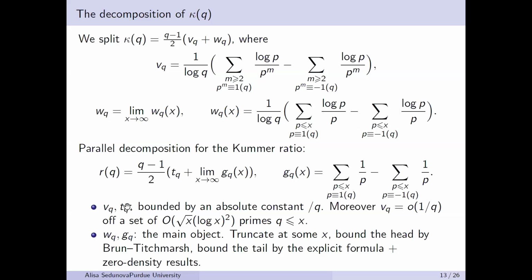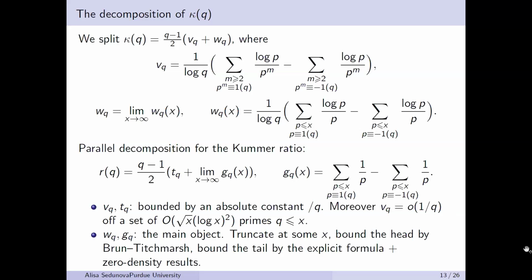And then similarly, in both cases, we can show that these terms, V_Q and T_Q, are bounded by an absolute constant divided by Q, so they're really harmless. They don't make any kind of mess. And we can even say that they're equal to little o of 1 over Q, except on a small set. So we can even do something more precise about it. This means that this part, W_Q, and correspondingly G_Q, is the main object.